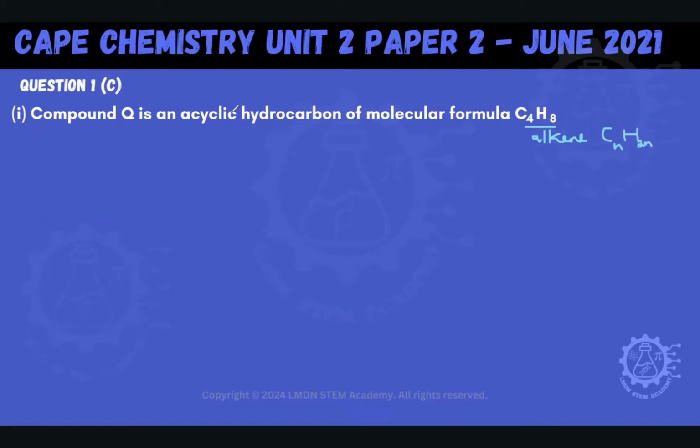The other thing that's key to note here is that they said it's an acyclic hydrocarbon, so we know it's just going to be a straight chain one. There are no cycles in it, so it's not a cyclic thing. So that's compound Q. We know quite a lot about compound Q so far, so let's see what else is being asked of us now.